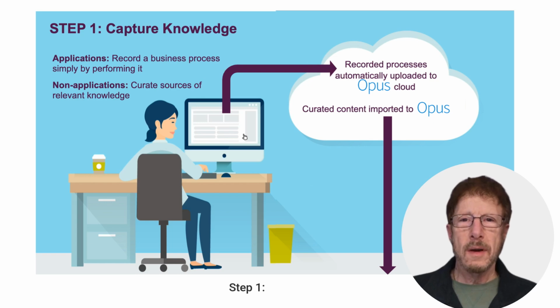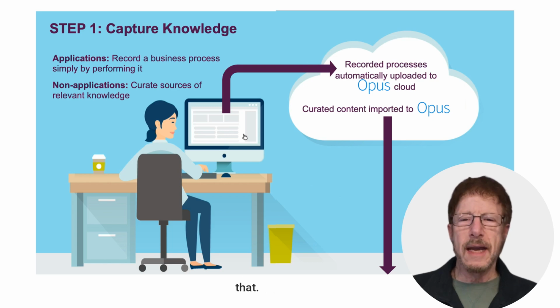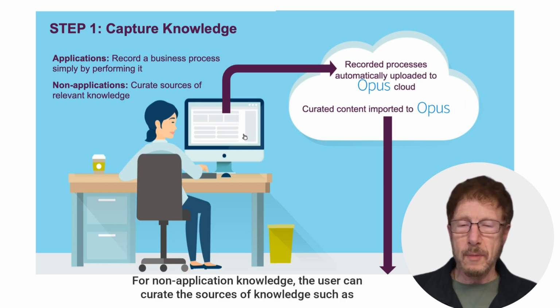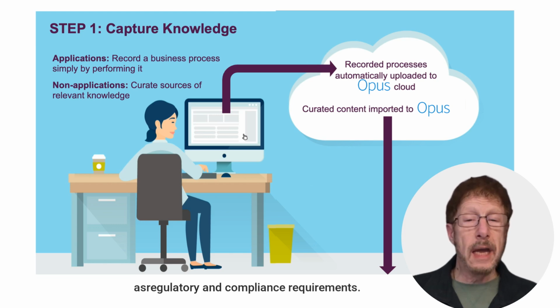Step 1. Capture knowledge. Users simply record a process, and OPUS automatically captures it. It's as simple as that. For non-application knowledge, the user can curate the sources of knowledge such as policies, procedures, best practices, manual processes, contractual requirements, as well as regulatory and compliance requirements.